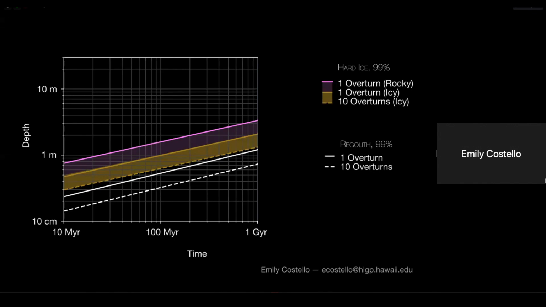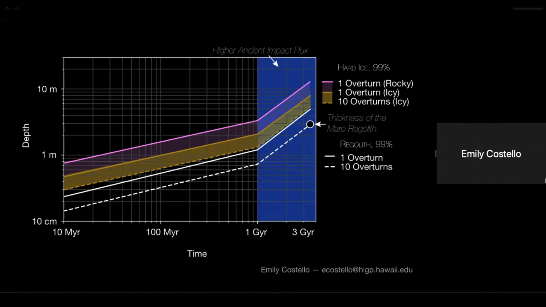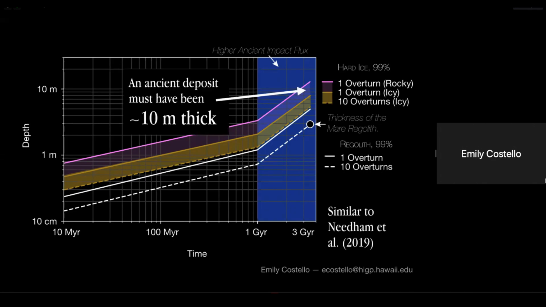Now, the flux that I use is only valid over the past billion years, and the ancient flux was much higher. So to anchor our gardening calculations, we anchor on the thickness of the mare regolith. Assuming that 99% probability, 10 reworking events have created a 3-meter thick mare regolith over 3.5 billion years. I can then scale my calculations of impact gardening in an icy target up appropriately. And I find that an ancient deposit must have been about 10 meters thick.